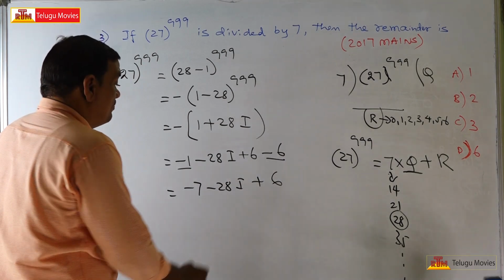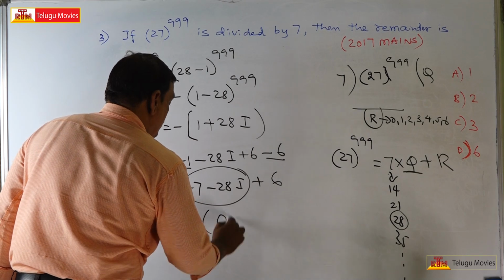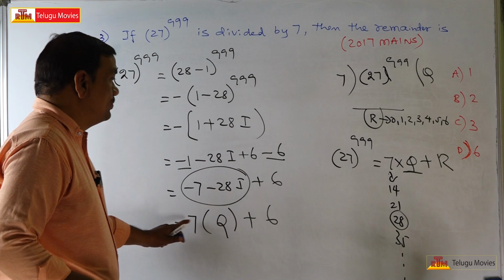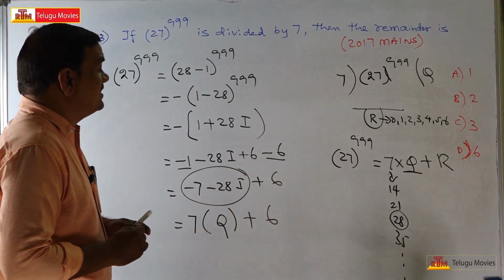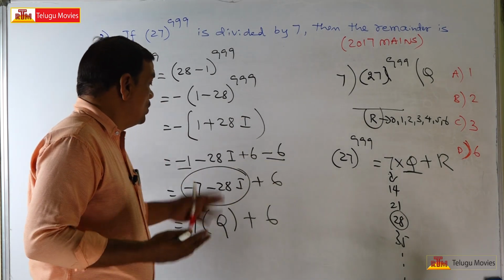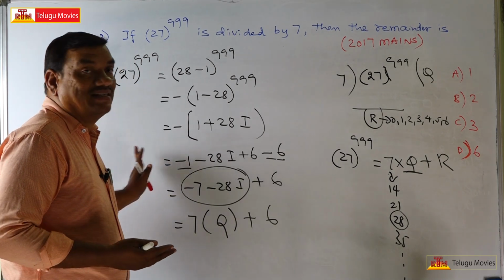Plus 6. From this whole thing, can I take 7 common outside? 7 into some integer plus 6. You may ask one doubt: sir, other than 6, what can you add here? Nothing you can add. If you add 5, or minus 5, minus 1, minus 6, you cannot take 7 common outside.